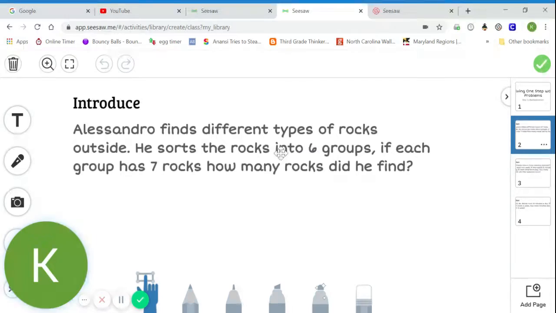Alessandro finds different types of rocks outside. He sorts the rocks into 6 groups. If each group has 7 rocks, how many rocks did he find?